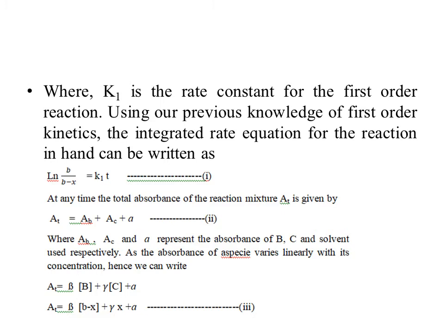Now dear students, where AB, AC and A alpha represent the absorbance of B, C and the solvent used respectively.